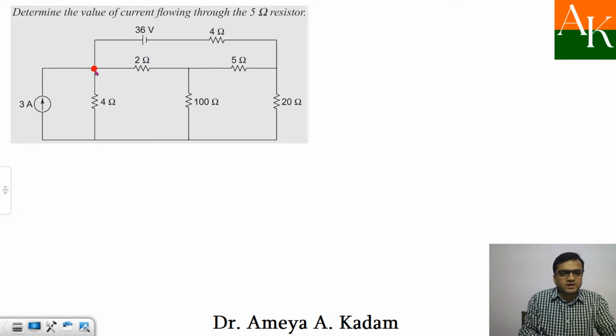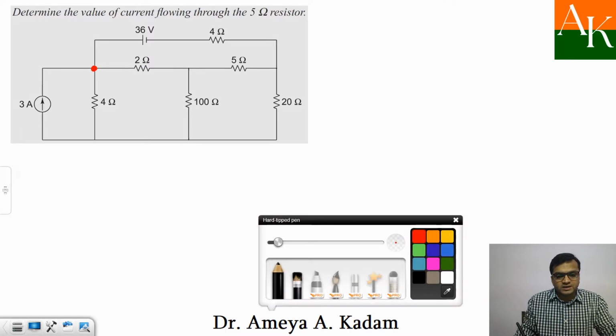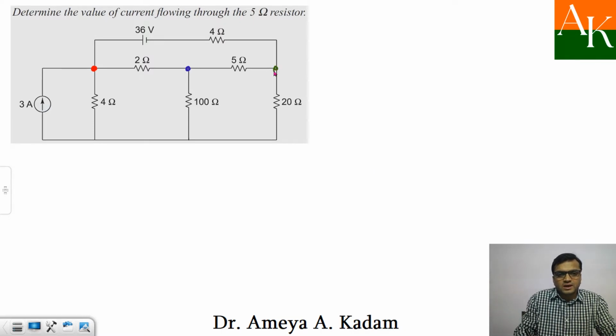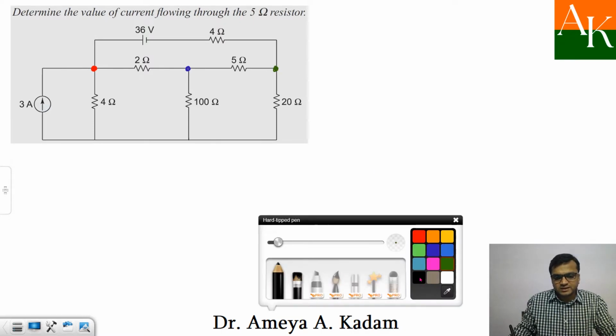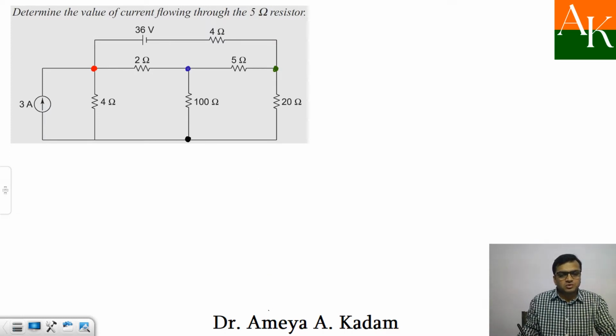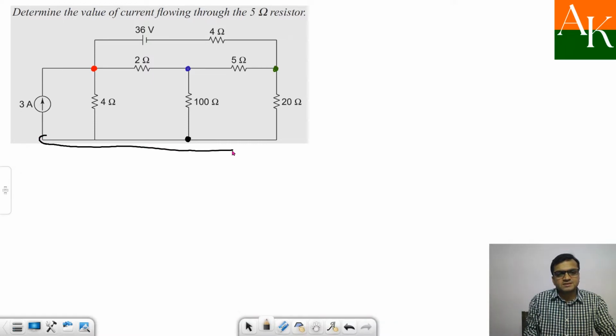A node is a junction where more than 2 elements are connected, or 3 or more elements are connected. So I am highlighting the nodes over here. And the fourth node you can see here, it is over here. So out of these 4 nodes, one node has to be treated as a reference node or datum node. So I am selecting this one as a reference node or datum node.